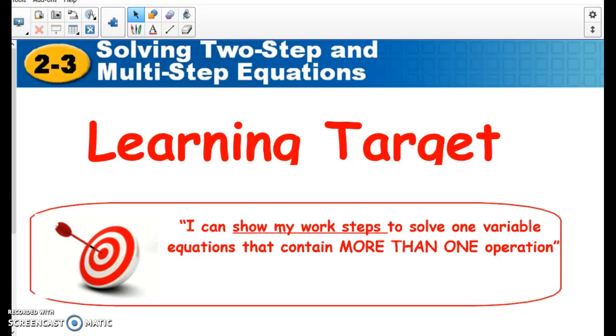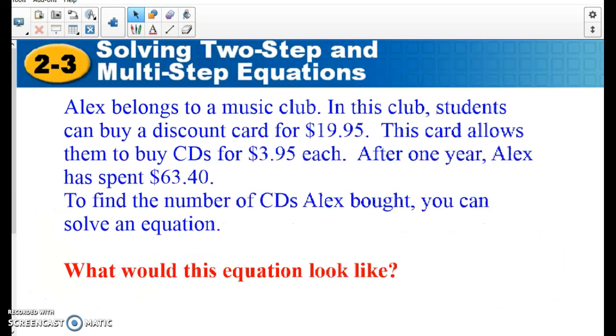Hello, this is Mr. Moeller for lesson 2-3, solving two-step and multi-step equations. So this will be basically a day of putting together what we did in 2-1 and 2-2, and it kind of has a reverse order of operations where we're going to add or subtract first, and then our last step should be to multiply or divide.